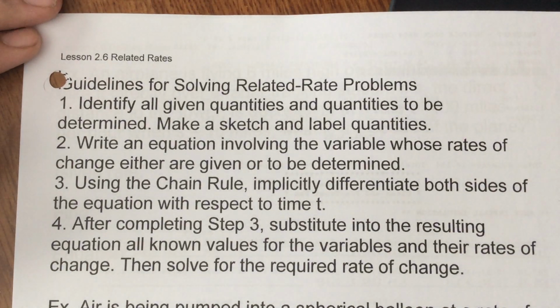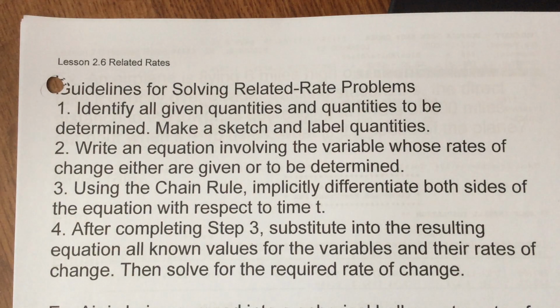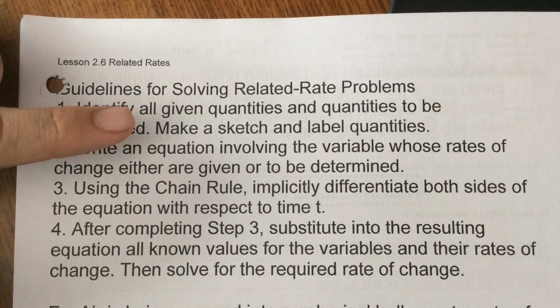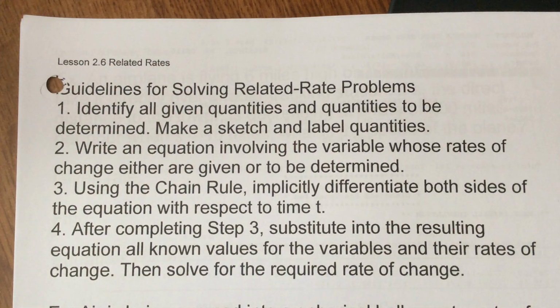So here are some guidelines for solving these related rate problems. Number one is you want to go through and identify all given quantities and quantities to be determined. So what are we given? What do we have to find? Always your first step, and that's with any word problem. Sometimes it'll help to make a sketch and label it out. How is this going to look? Because sometimes a visual can help you figure out what you have to do.